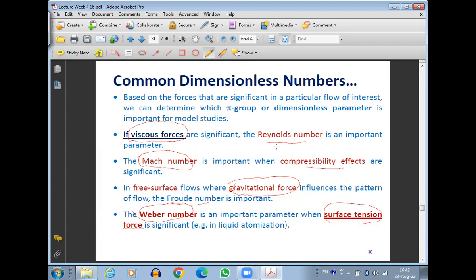Okay. So Reynolds number is important if it is asked that if it is a viscous flow, then which number is important? Reynolds number. If it is a free surface flow, where gravitational forces are important, which number is important? Froude number. If it is a flow where the surface tension effects are more significant, like for example in liquid atomization, which number is important? The Weber number. If you have a flow where the compressibility forces are significant and cannot be ignored, then which number is important? Mach number is important. So this slide itself is important from the short questions point of view. Okay, they can ask you questions in a similar way as I have described here.